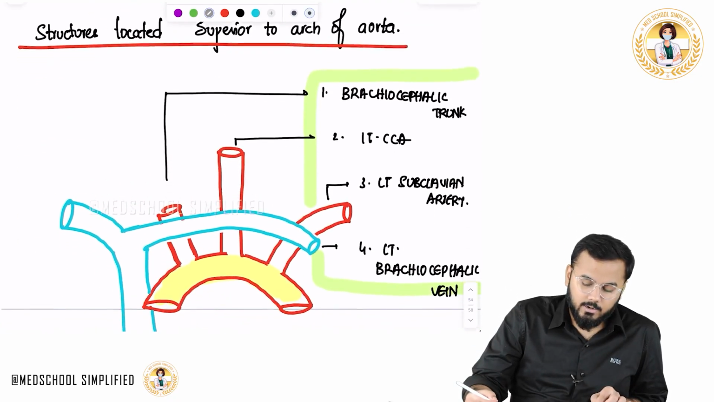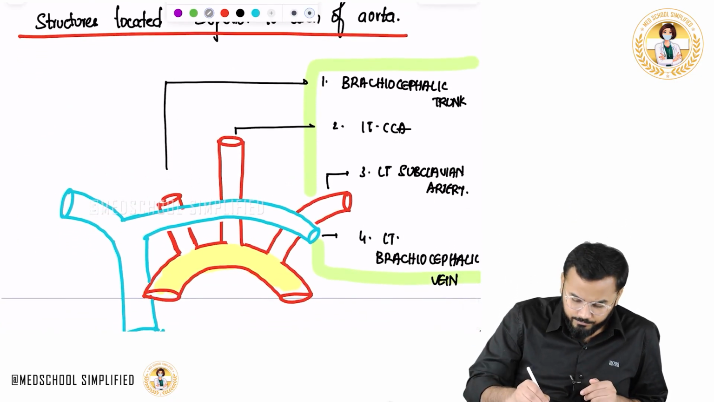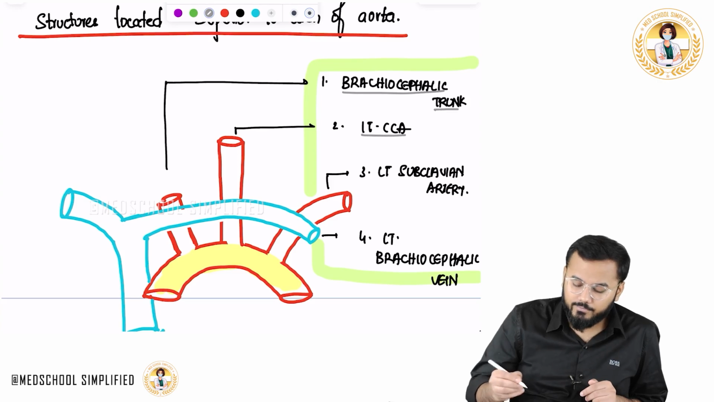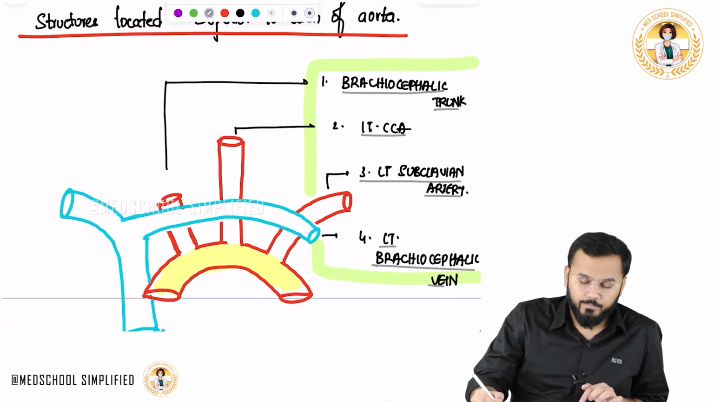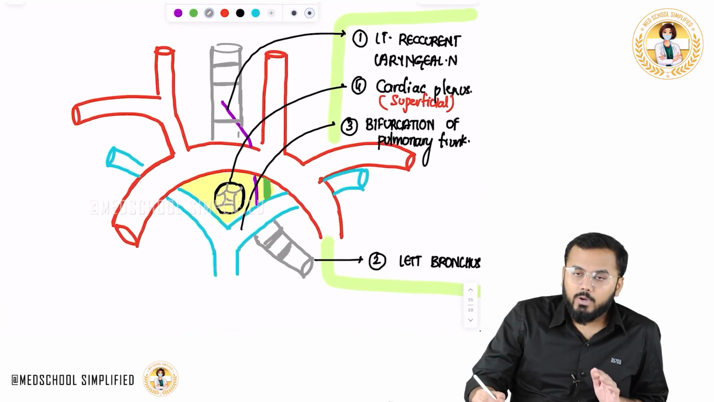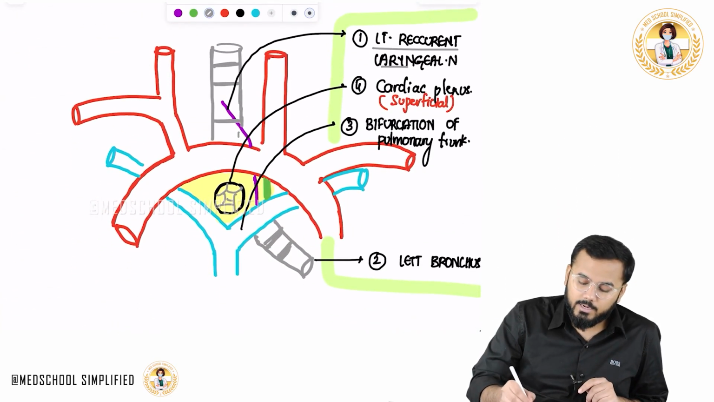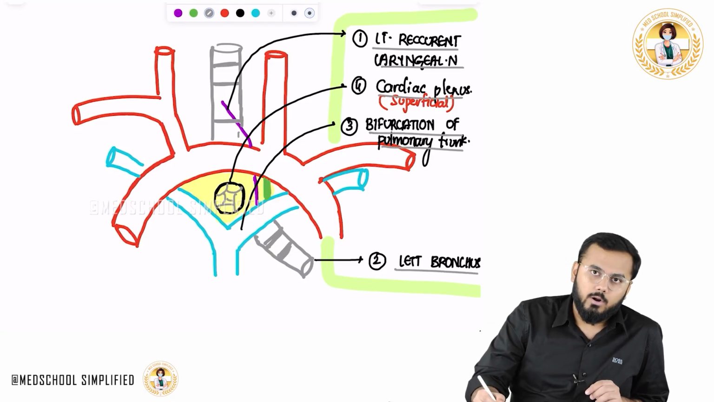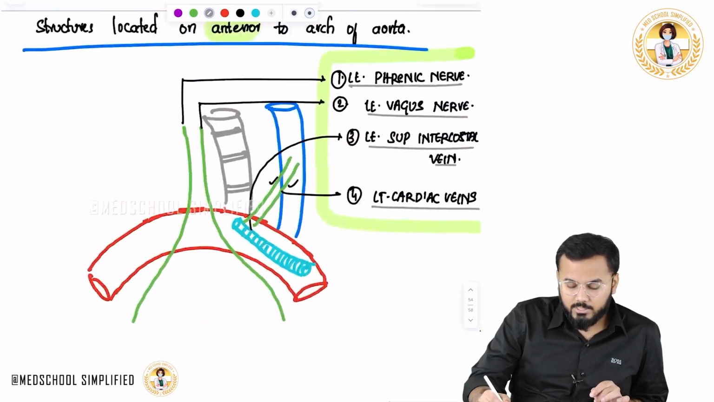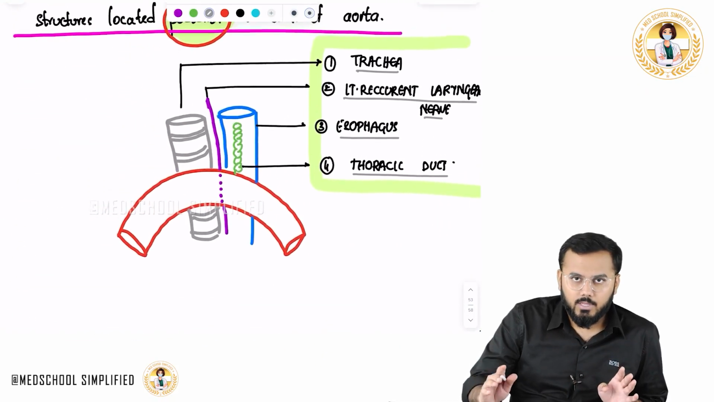Next we have got structures that are located superior, or on the top: brachiocephalic trunk, left common carotid artery, left subclavian artery, and left brachiocephalic vein. And finally, structures that are located inferior, that is left recurrent laryngeal nerve, cardiac plexus, bifurcation of pulmonary trunk, and left bronchus. So these are the structures that are located in relation with the aorta, right?